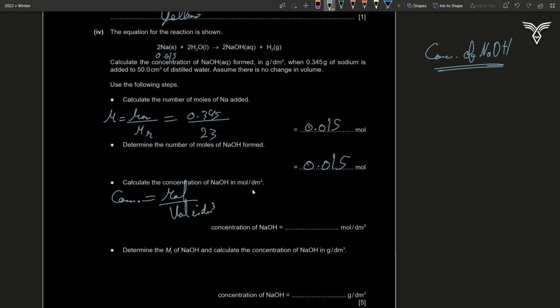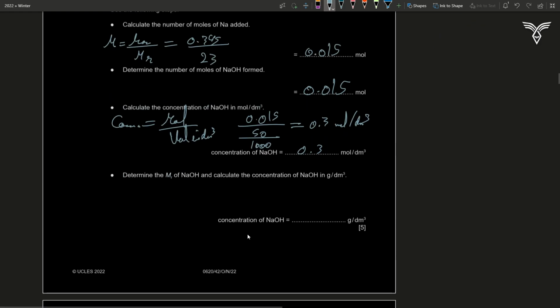How many moles do we have? We have 0.015 moles. What's the volume we have? 50 centimeters cubed. But this is in centimeters cubed and we want our answer in decimeters cubed, so we divide by 1000 to go from centimeters cubed to decimeters cubed. This is going to be equal to 0.3 mole per decimeter. Let's write 0.3 here. Okay, now let's move on to the next part.